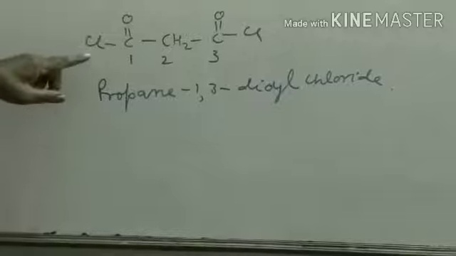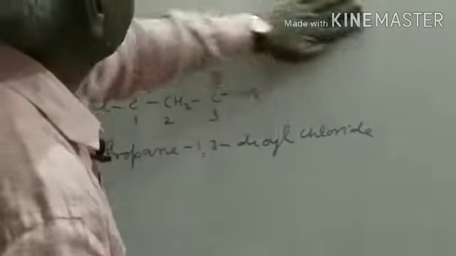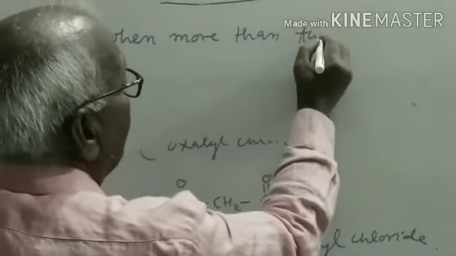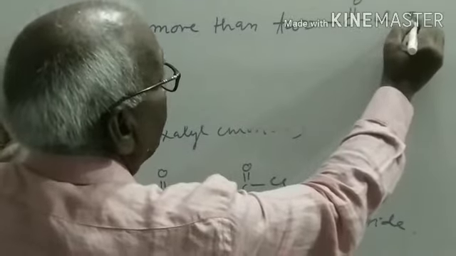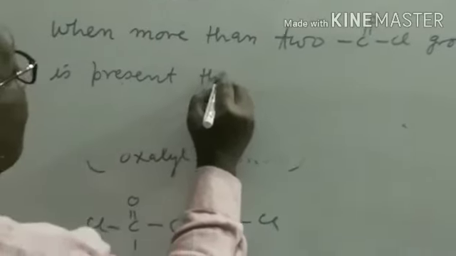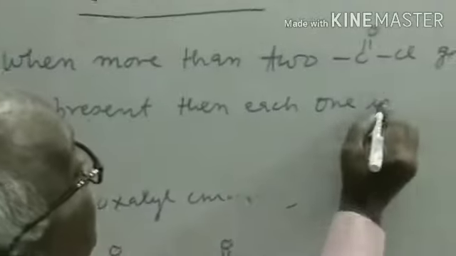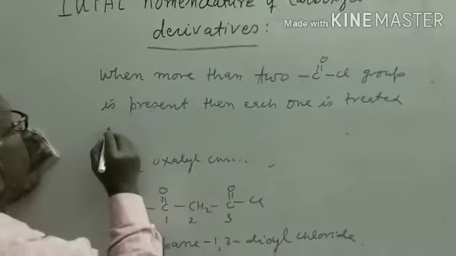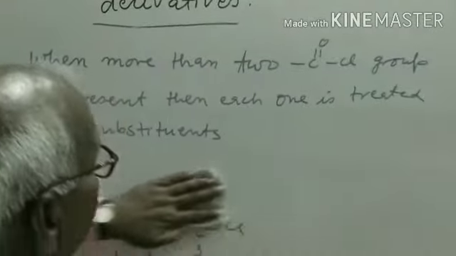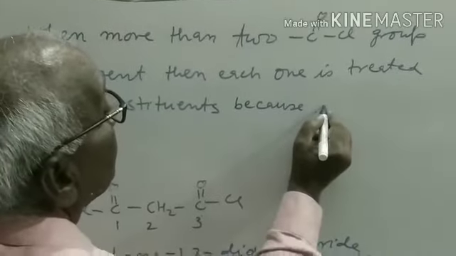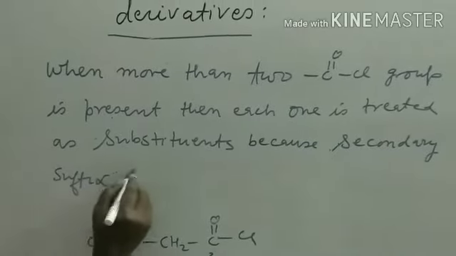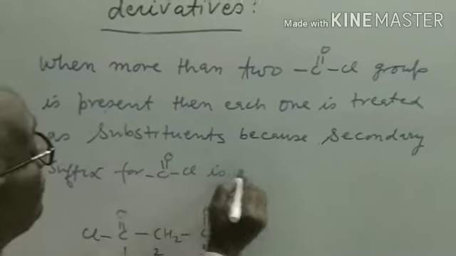When more than 2 COCl groups are present, then each one is treated as a substituent, because a secondary suffix for COCl is not allowed.